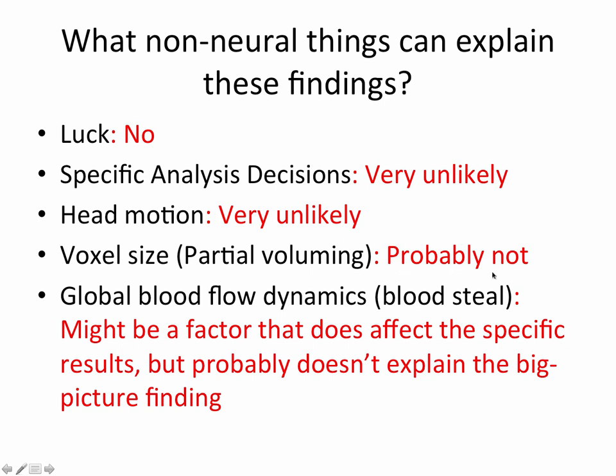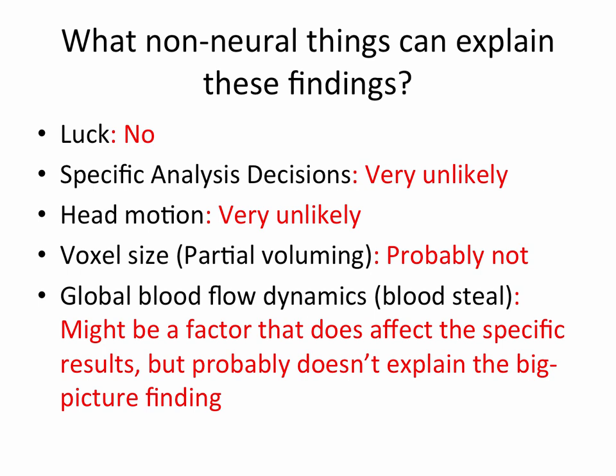Probably not. There still might be some issues in how that interacts, but a good portion of this effect is probably not that. Global blood flow dynamics and blood steal might be a factor, and might affect exactly how that shape looks in certain places, but I don't think it explains the big picture. So there's clearly evidence that something neural is happening everywhere. If we're modeling it all perfectly, I don't know, but it's there.